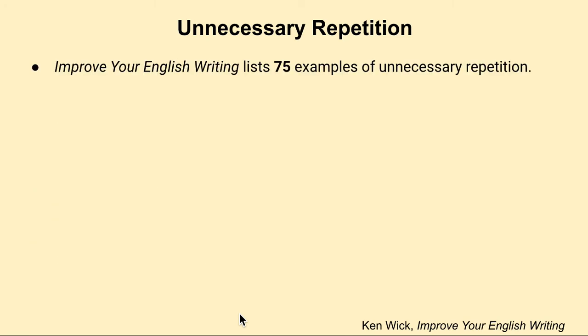Some examples. Well, first by saying there are 75 examples in the Improve Your English Writing book. And once again, hopefully these 75 examples, like all the other lists in this book, will help you see unnecessary repetition when you see it. It's not a list of everything. It's just a nice list to help get what I call your creative juices flowing.